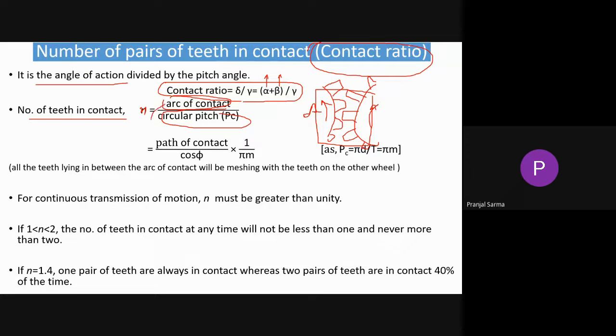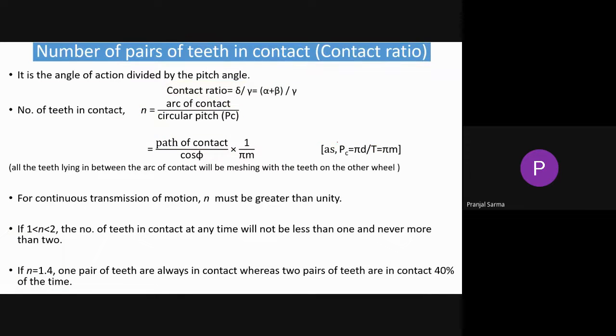Now, what is the arc of contact? From our previous knowledge, we know the arc of contact is nothing but the path of contact divided by cos of phi. What is that phi? This is the pressure angle, right? So this is the pressure angle, and this distance gives you the arc of contact. And what is the circular pitch? Pc. So circular pitch we know.